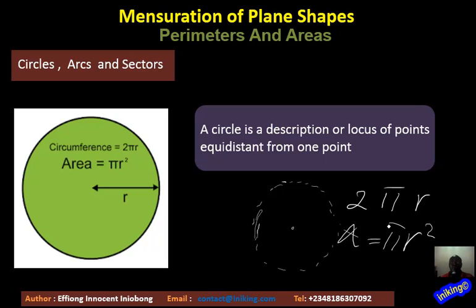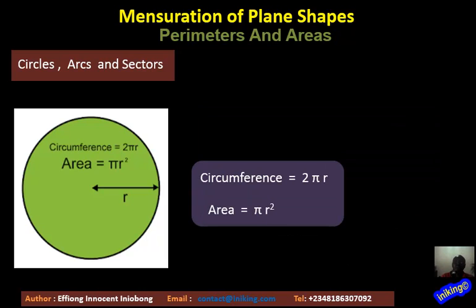Our major focus will be arcs and sectors. What is an arc and what is a sector? As we've said, the circumference of a circle is given as 2 pi r. Let's keep that at the back of our mind, which is the perimeter of the circle, the total boundary length of a circle, and then the area is what? Pi r square.